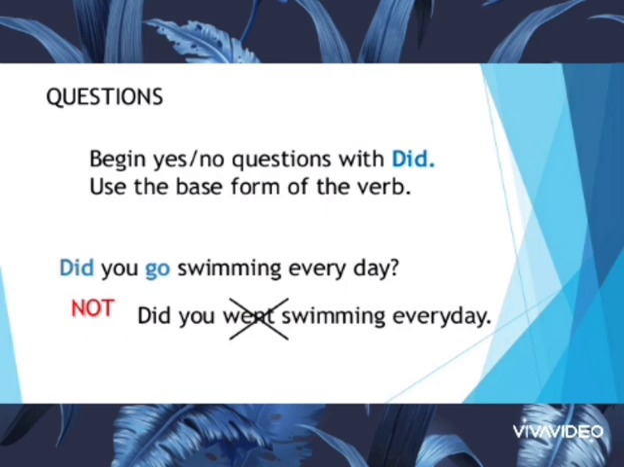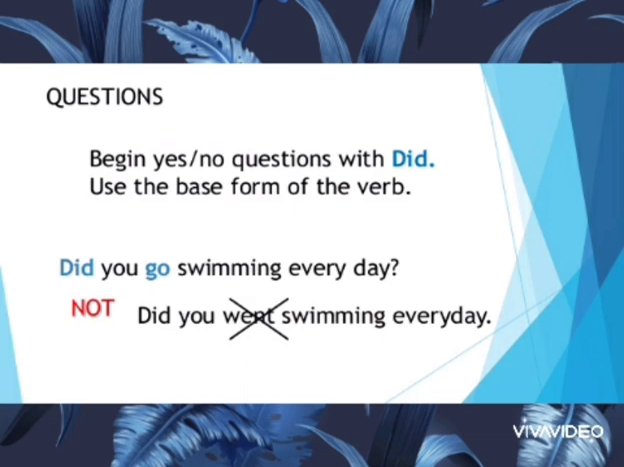Begin yes or no questions with did, and here also you have to use the base form of the verb. Base form of the verb means present form of the verb. Did you go swimming every day? This is the right sentence. Here did is the auxiliary verb, and as it is simple past tense, the simple past form is used, and after the auxiliary verb you have to use the present form of the main verb, and go is your main verb.